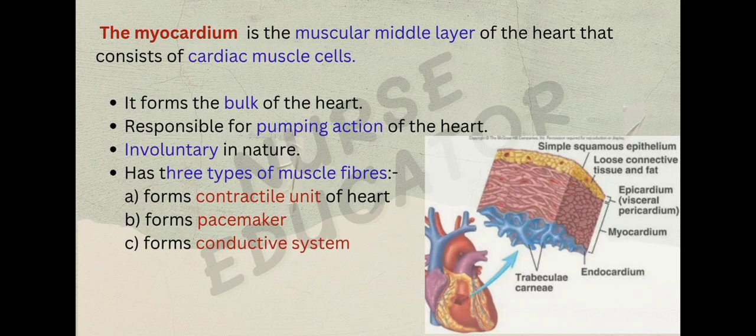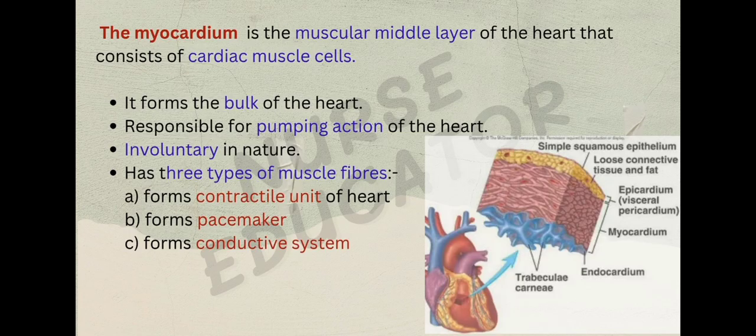The second layer is the myocardium, the muscular middle layer of the heart that consists of cardiac muscle cells, or we also call them cardiac myocytes. It forms the bulk of the heart. Bulk in the sense the biggest, thickest portion of the heart is made up of the middle layer. It is responsible for the pumping action of the heart. It is involuntary in nature. Involuntary in the sense it is not controlled by our will, it is controlled by the nervous system.